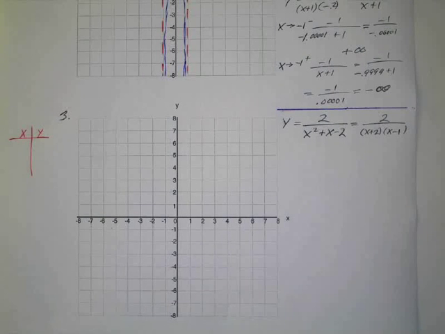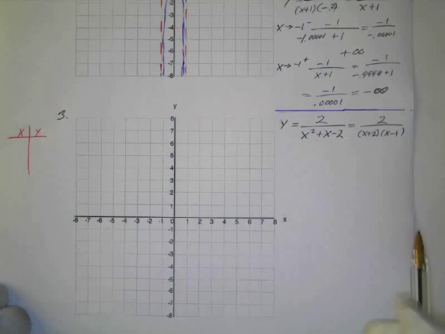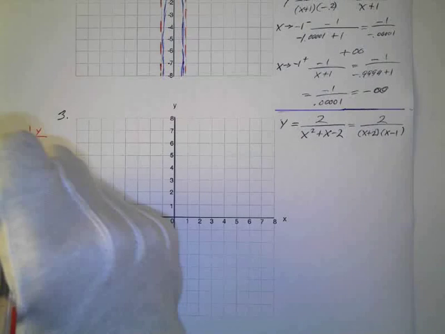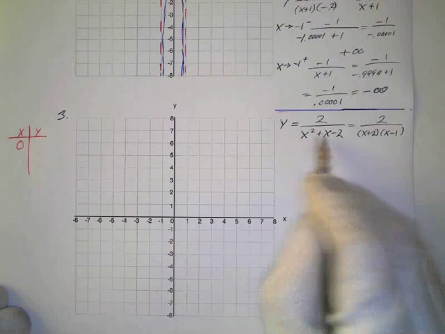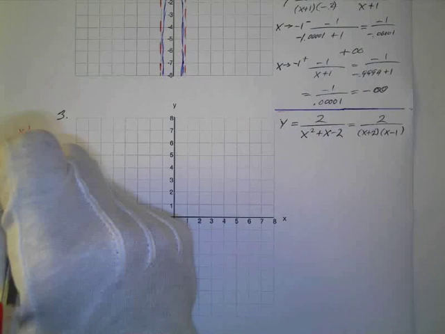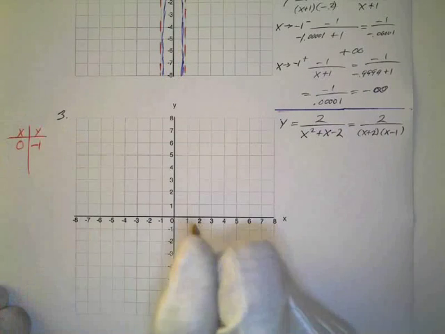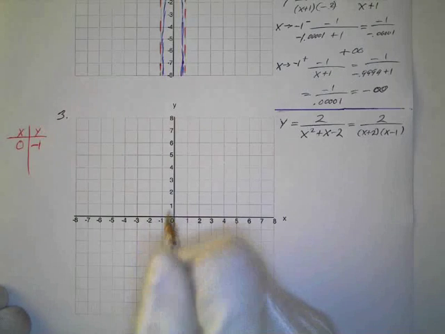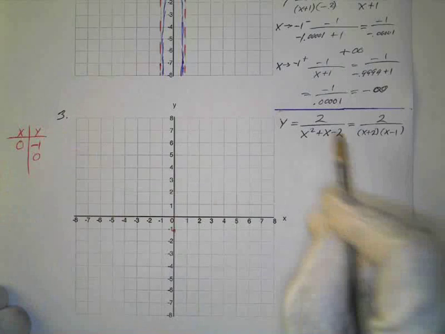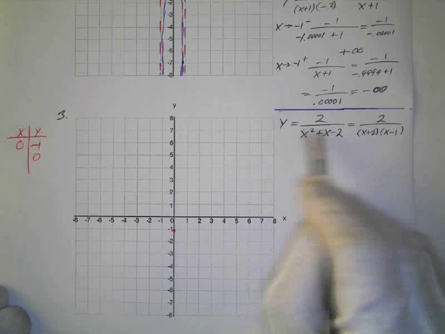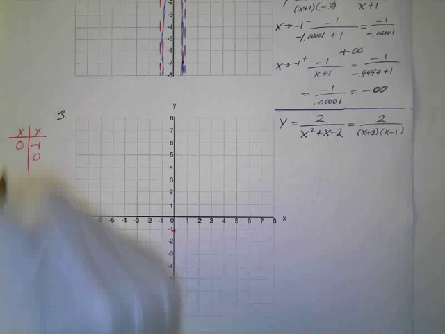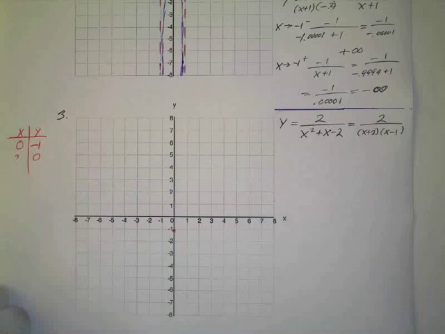So first of all, I'm going to check for some points that are on the curve, an x-intercept or y-intercept. And when x is 0, I put 0 in, 0 squared is 0. So I just have 2 over negative 2, which is just negative 1. So I have this point: when x is 0, y is negative 1. Now when y is 0, well, this is a fraction, the only way it can be 0 is if the top is 0. And since the top's a constant, that's not going to happen. Okay?